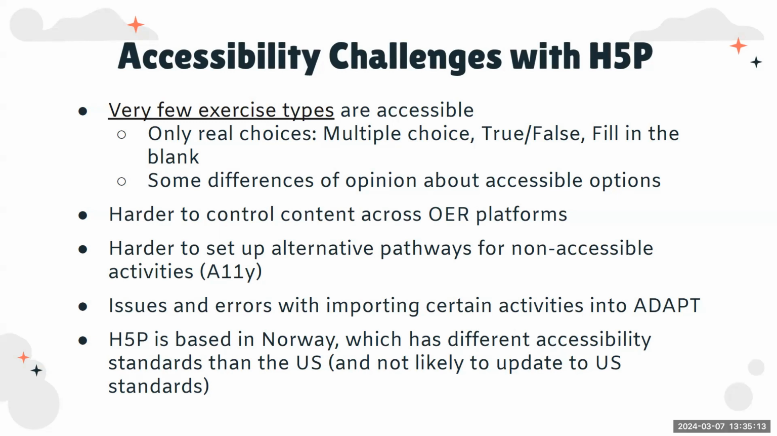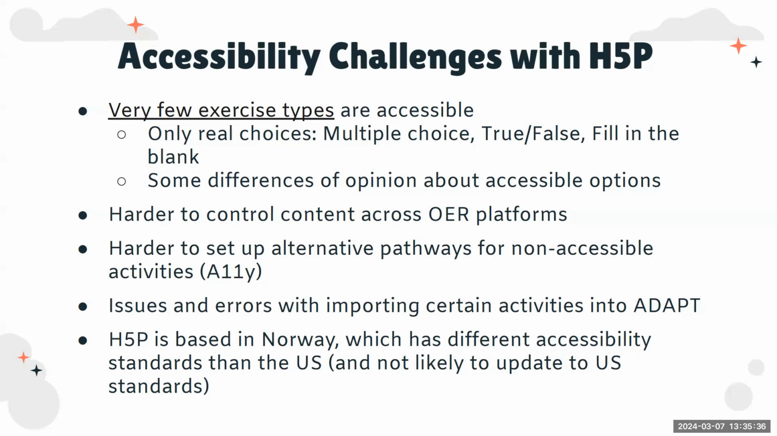It's also harder to set up these alternative pathways. This is definitely an issue when you have a platform that isn't very accessible to start with. How do you create those alternative pathways or ally type assignments? There were issues and errors once you brought those H5P exercises into ADAPT. We also saw them in other arenas.